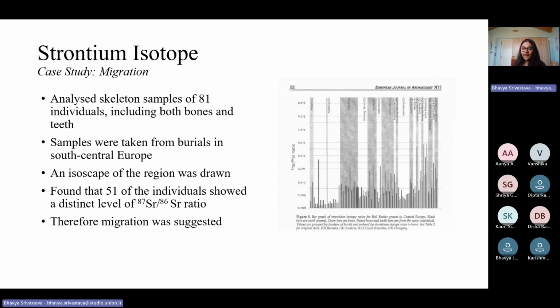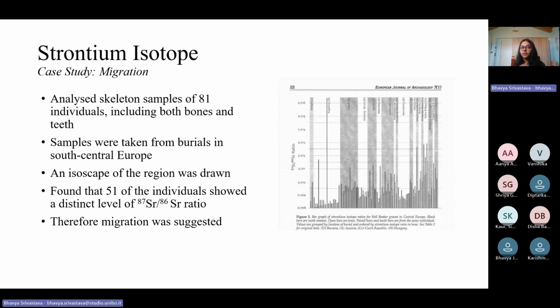However, what Price and others did in their study, they took skeleton samples of 81 individuals, from the bone and the teeth, and these samples were taken from places across South Central Europe. And an isoscape was first of all created for the South Central Europe region, so you know your entire Eastern European region. After that, an isoscape of that entire area was constructed, and then the samples of the 81 individuals, their 87 and 86 strontium ratios were laid down, and then they were compared.